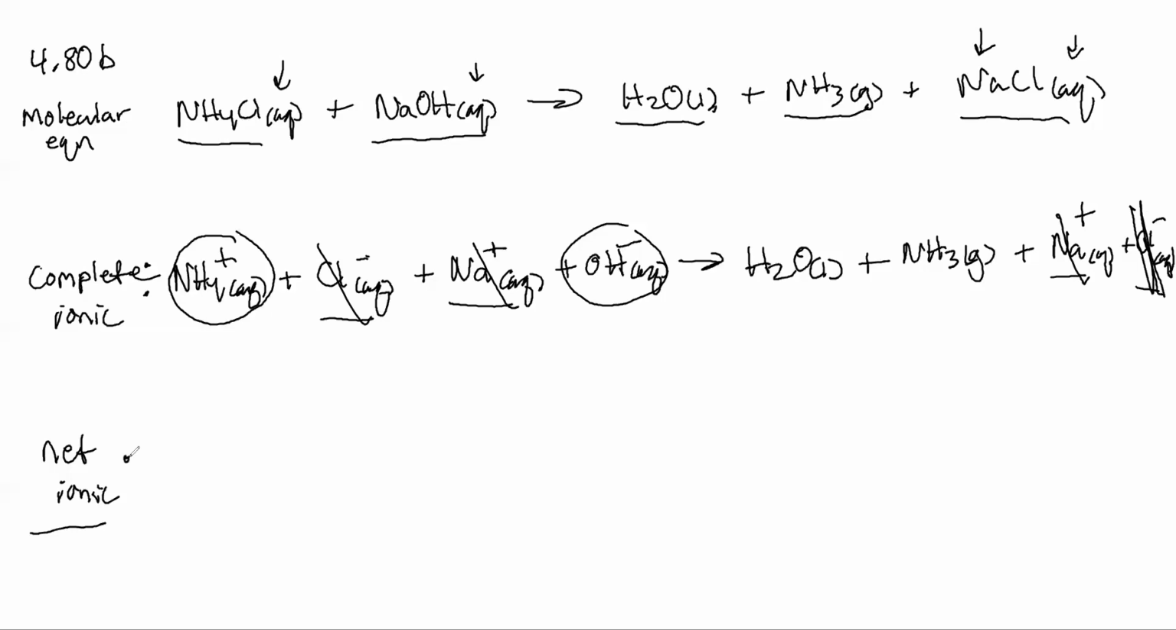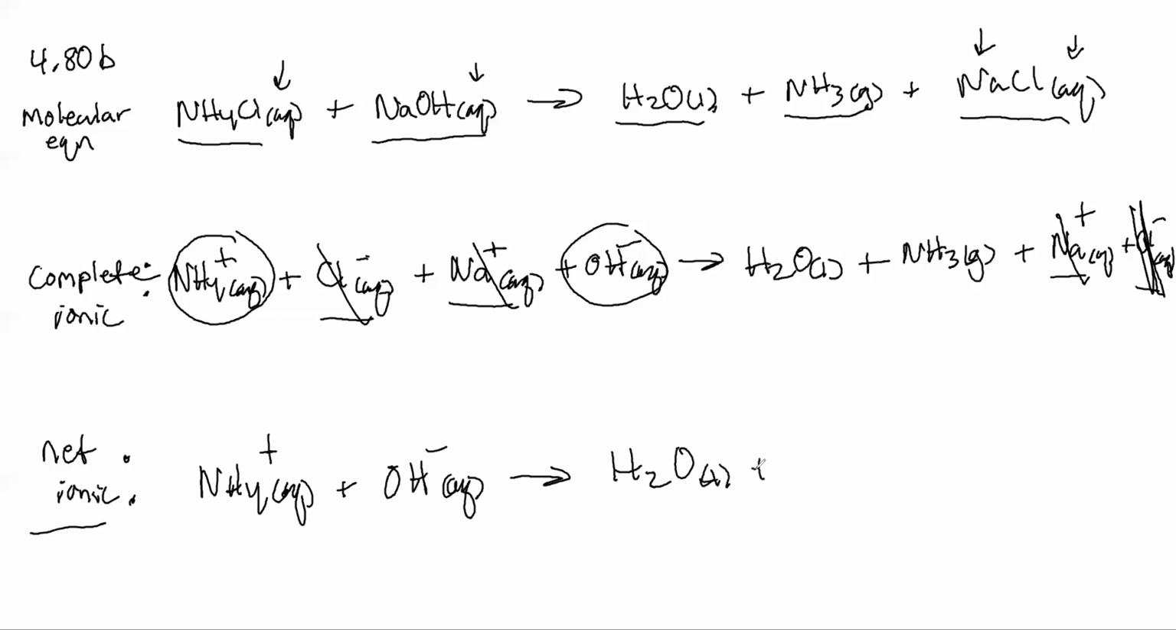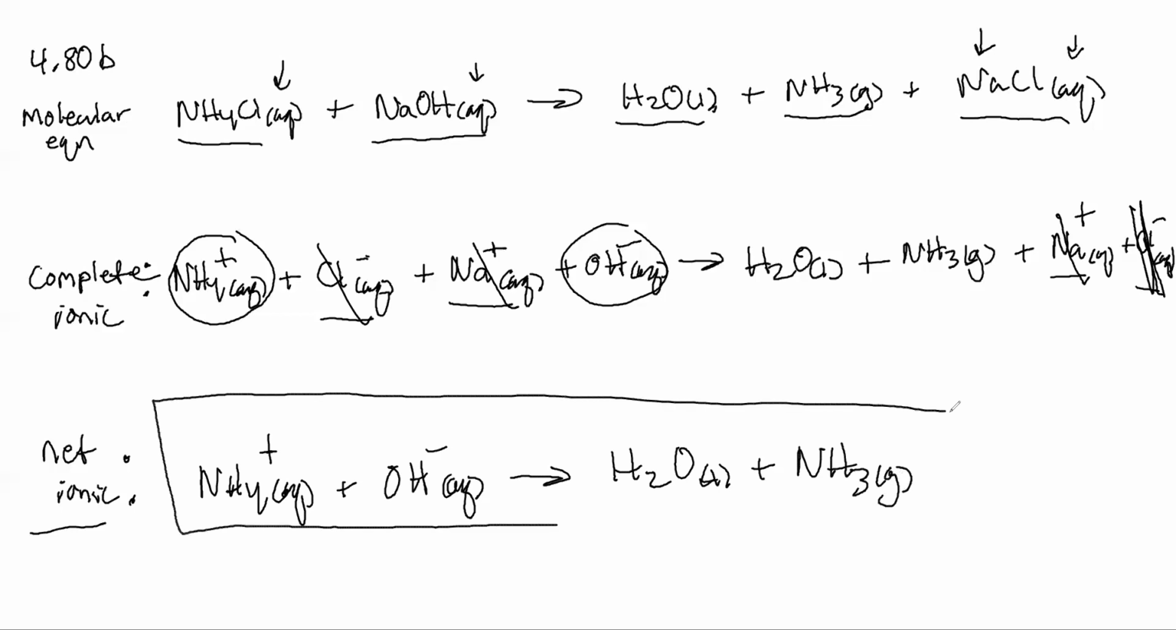So my net ionic equation, what really produced something, is the ammonium ion, and I can't forget the charge, and the hydroxide ion, and they actually came together to produce water and ammonia gas. So that is really the true reaction here. It's the net ionic. So you use complete and net ionic equations with aqueous reactions.